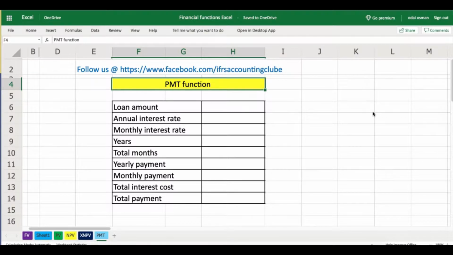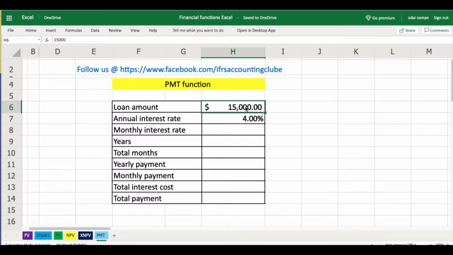Imagine you go to the bank and you need to borrow 10,000 over 4 years. So how much are you going to pay monthly and yearly, and what's the interest rate amount you are going to pay? The PMT function tells us the amount that we are going to pay monthly or yearly and the interest rate.